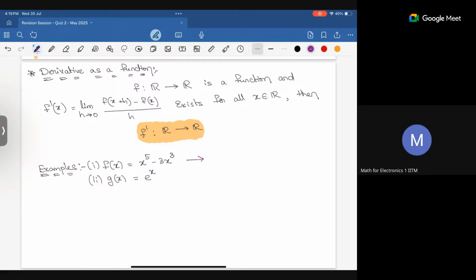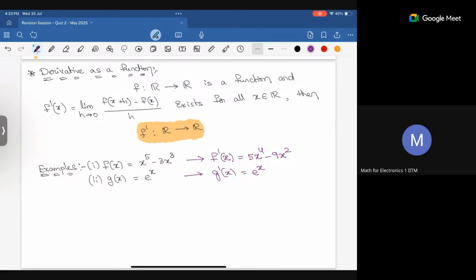That function we can compute using the derivative rules. Since we know this particular function x power 5 minus 3x cube, we have its derivative function as 5x power 4 minus 9x square. So this gives rise to another function, another input output relationship. For the second example, I think all of us know that if I take the derivative, I'll have the derivative function as e power x.